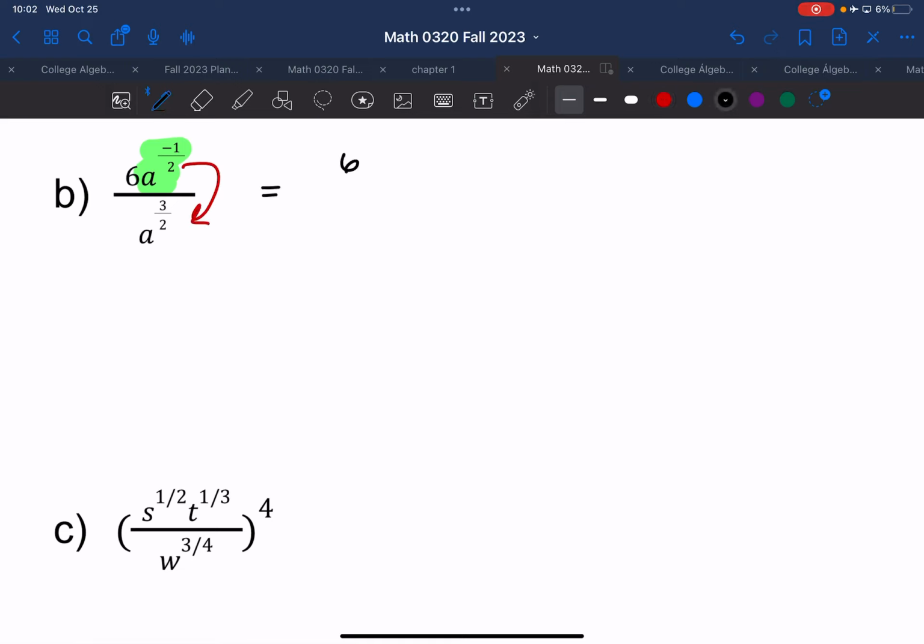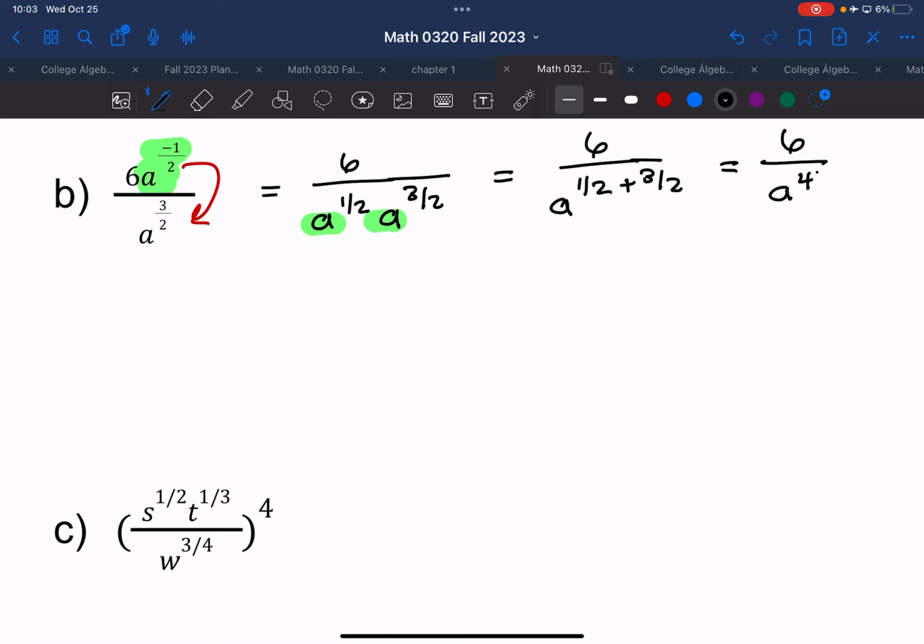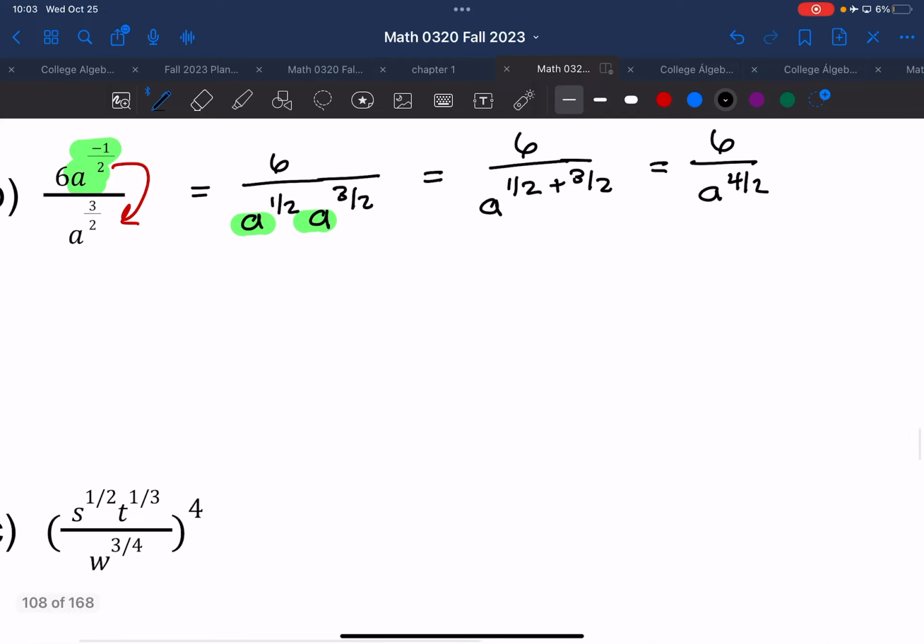So that means we have 6 over a to the 1/2 times a to the 3/2. We have the same bases of a that are being multiplied, so what do we do to the exponents? Add. So we have 6 over a to the 1/2 plus 3/2. Okay. What's 1/2 plus 3/2? 4/2. And can 4/2 simplify? To just 2. So this is 6 over a squared.